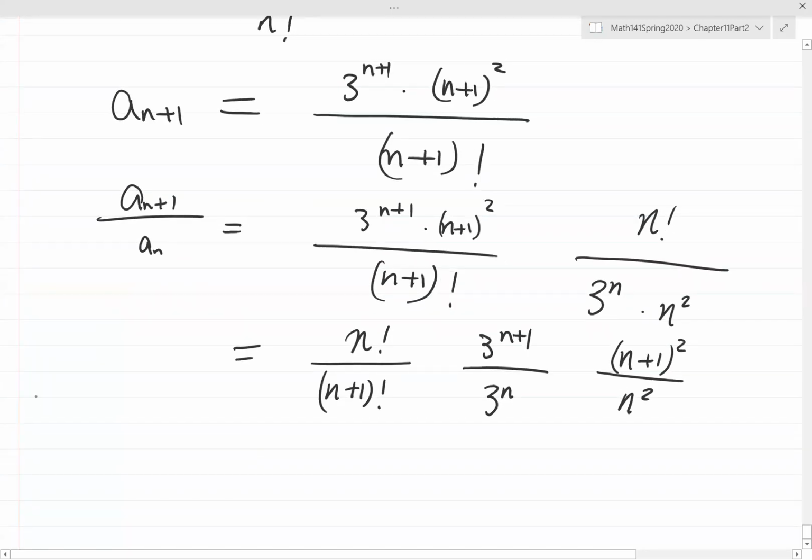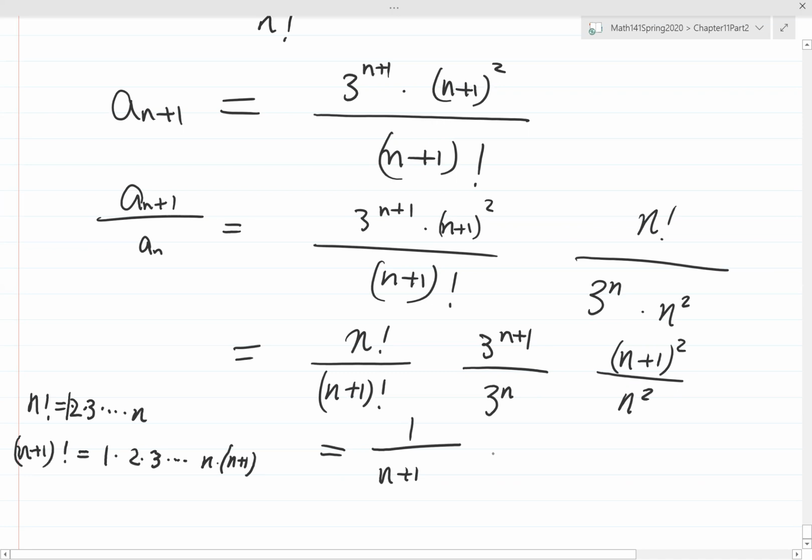Remember, n factorial is 1 times 2 times 3, etc., to n. n plus 1 factorial will be 1 times 2 times 3, etc., times n plus 1. So in that ratio we have a lot of cancellation. 1, 2, 3, all the way to n, they cancel out each other. So this is actually 1 over n plus 1. 3 to the power n plus 1 over 3 to the power n, so we get 3 to the power 1. Okay, so this is 3.